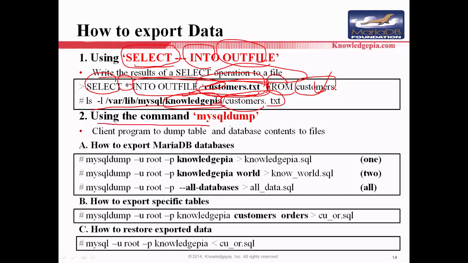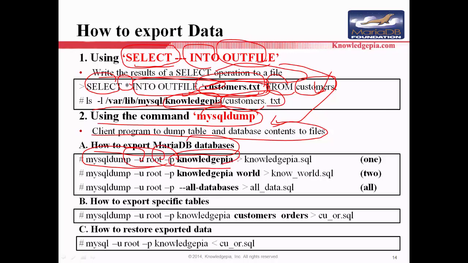Number two, using the command mysqldump, a client program to dump table and database content to a file. This feature is similar to SELECT INTO OUTFILE. Number one, how to export a MariaDB database. Here mysqldump, username, password, and the database name, and after that knowledge.sql. In this case, we can export only one database.